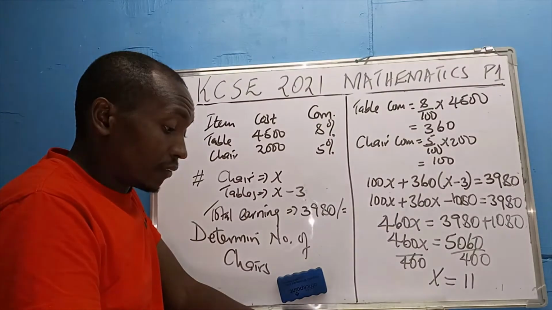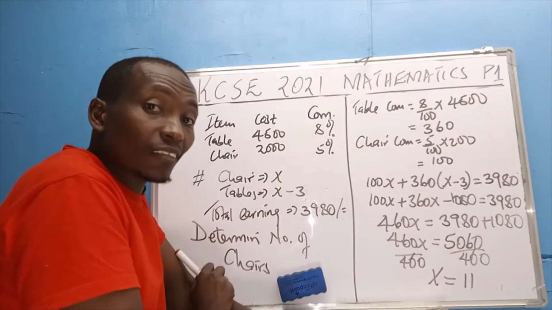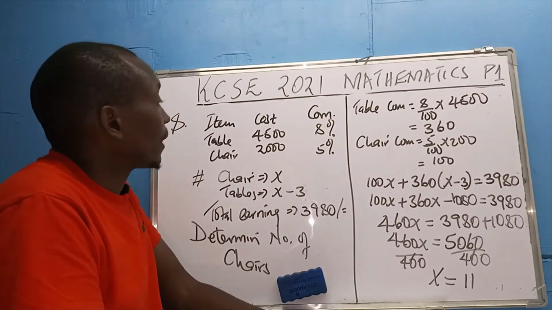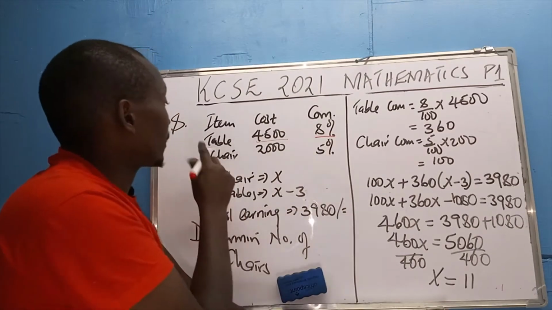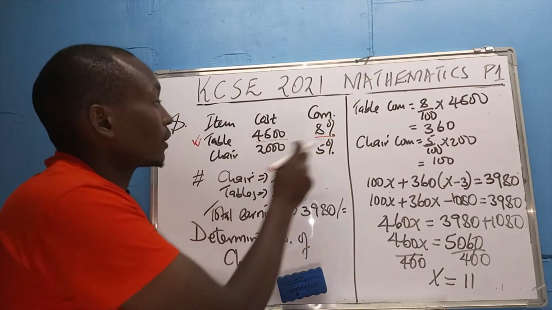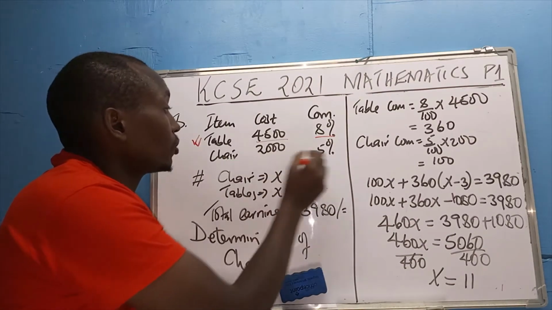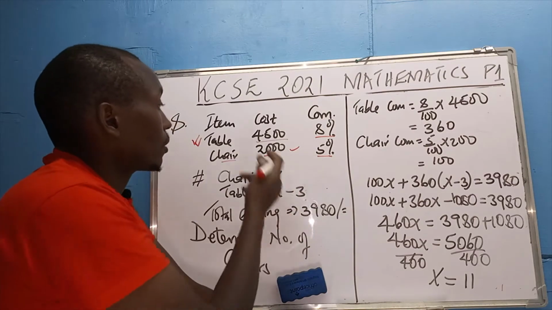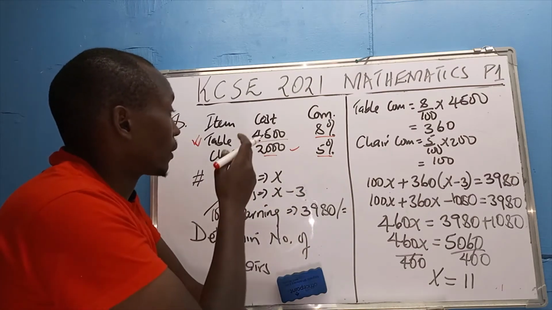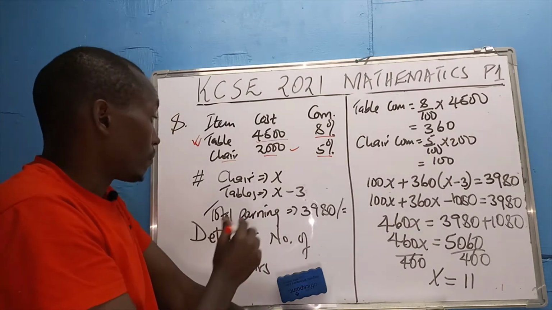Question number 8, a question on commission. That's under commercial arithmetic, Form 1 work. You're told that the commission given for a sale of a table is 8% of the cost of the table. Then the commission for the chair is 5% of the cost. The cost of a chair is 2,000. The cost of a table is 4,500.